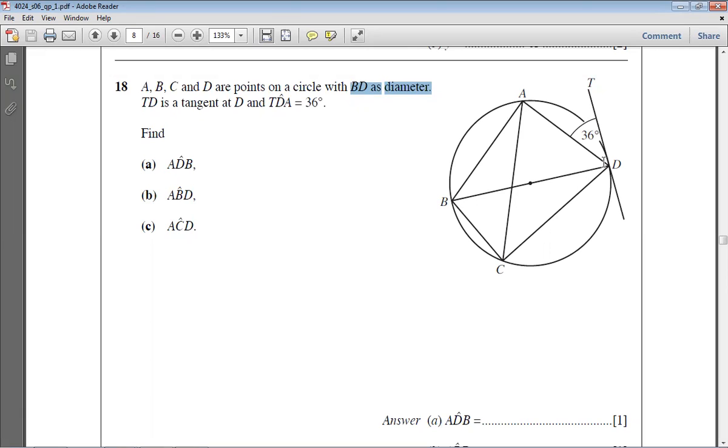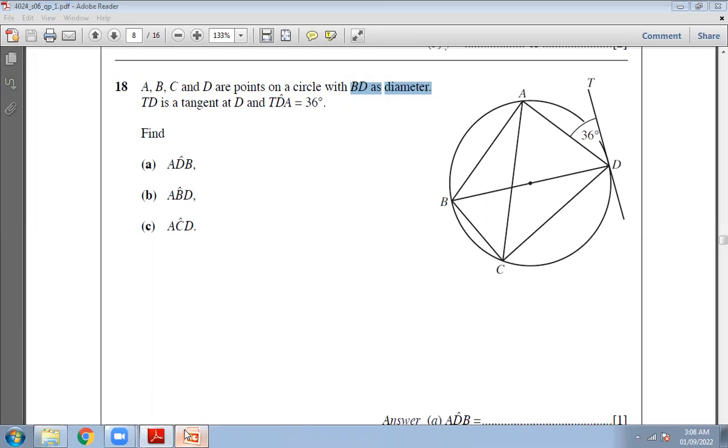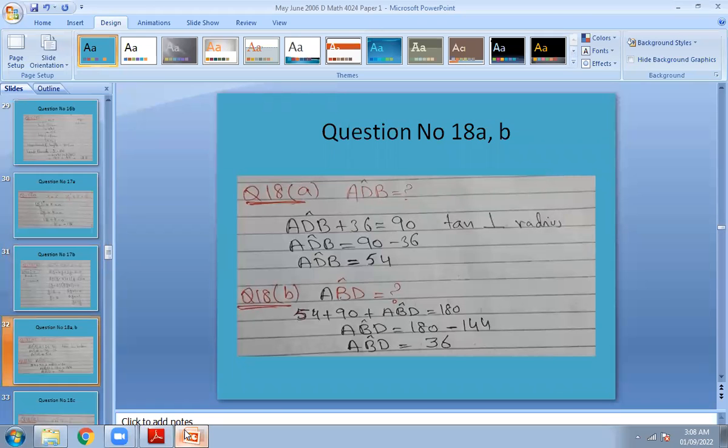And you know BD is the radius, and you know this is the tangent. And the radius and a tangent make 90 degrees with each other. So if you know this is 36 and angle TDA is 90, then angle ADB will be 90 minus 36. Let me show you my answers. Okay. So ADB plus 36 equals 90, because the tangent is perpendicular to the radius. So ADB will be equal to 90 minus 36, and ADB is equal to 54.